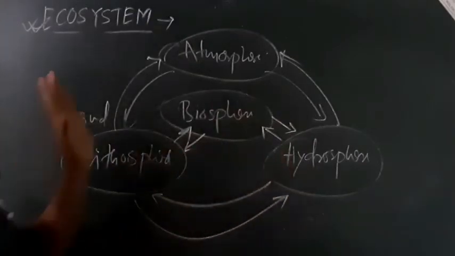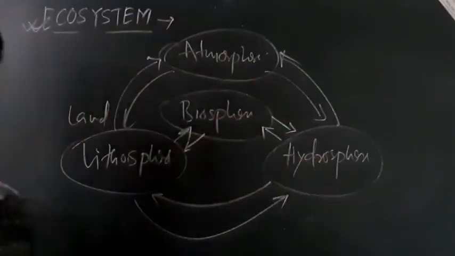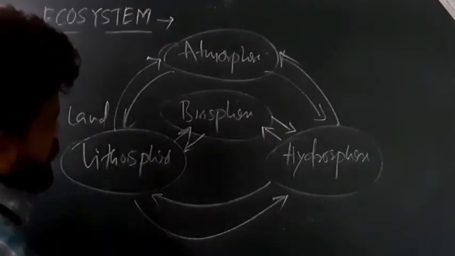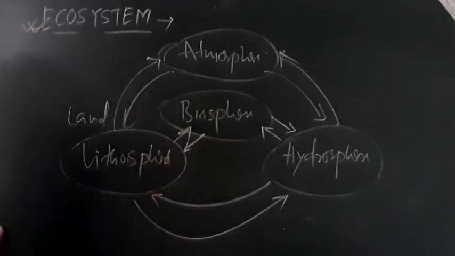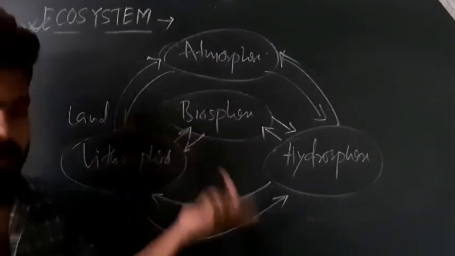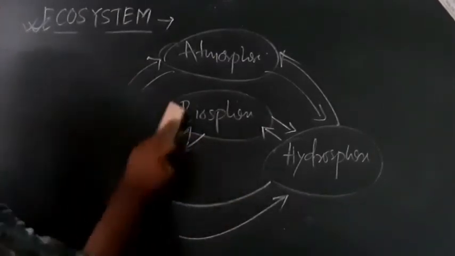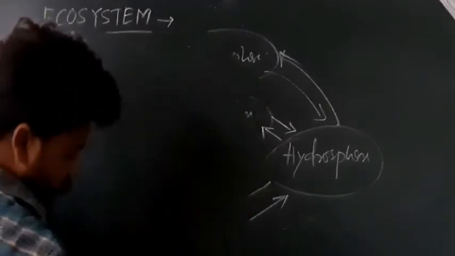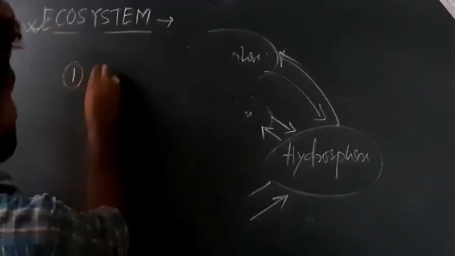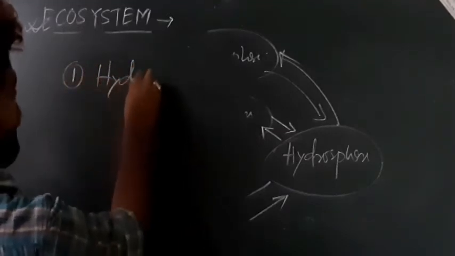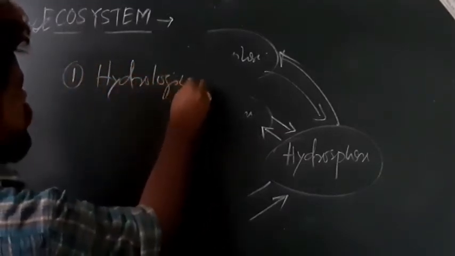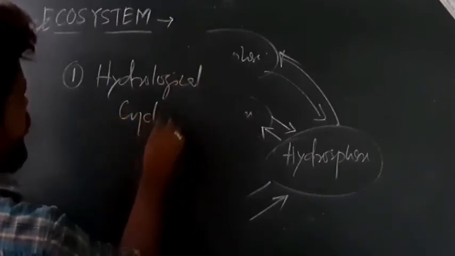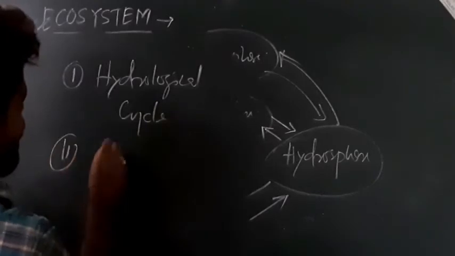That means the lithosphere, biosphere and hydrosphere are all interrelated. On the basis of this, the question comes of how these things are actually interrelated, so we have to write only the interrelation. To know the interrelation between the hydrosphere, atmosphere and biosphere, we have two cycles. Number one is the hydrological cycle, right? The next one is the carbon cycle.